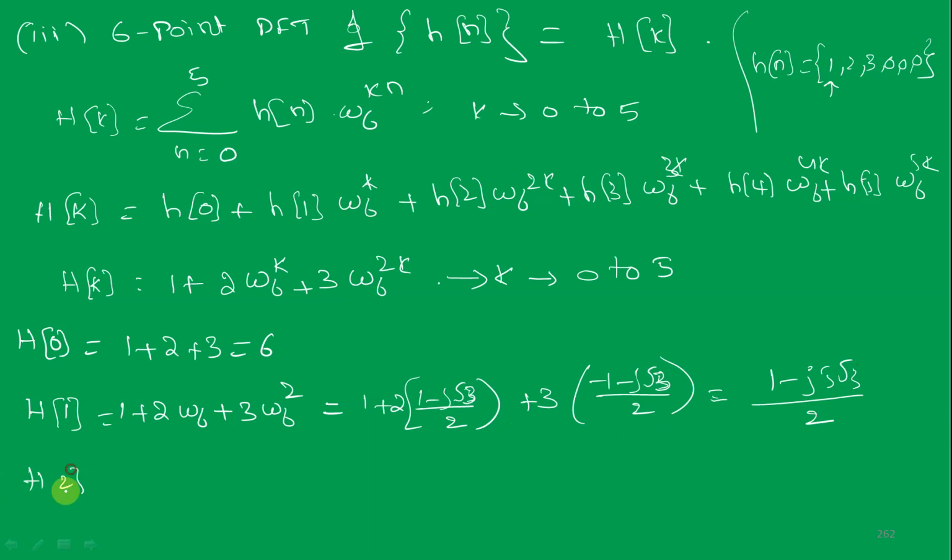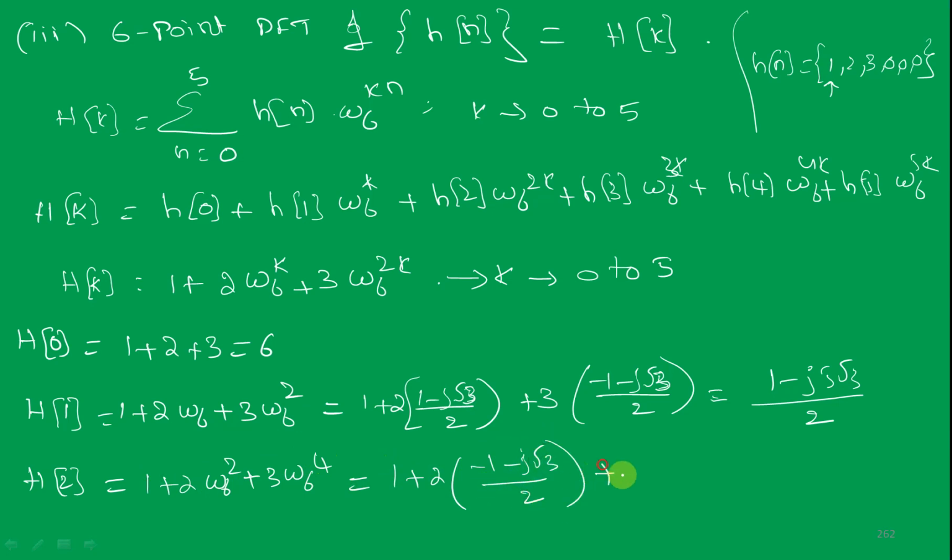Okay, similarly take H of 2. H of 2 is 1 plus 2 W6 power 2, 3 W6 power 4. So here also 1 plus 2, what is the W6 power 2? Minus 1 minus j root 3 by 2 plus 3 W6 power 4 is minus 1 plus j root 3 by 2. Right, now after simplification you can get minus 3 plus j root 3 by 2.